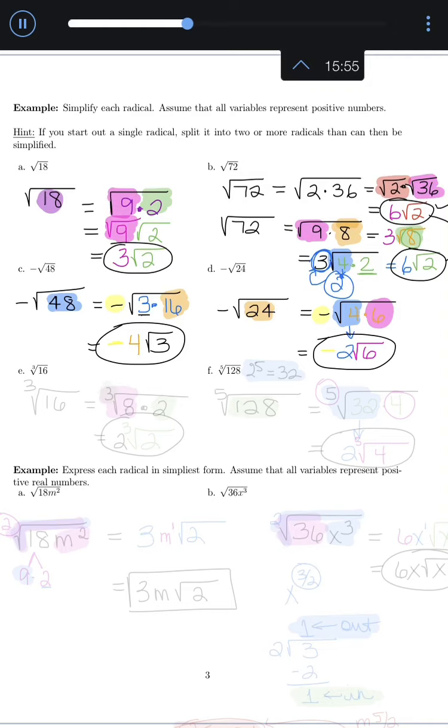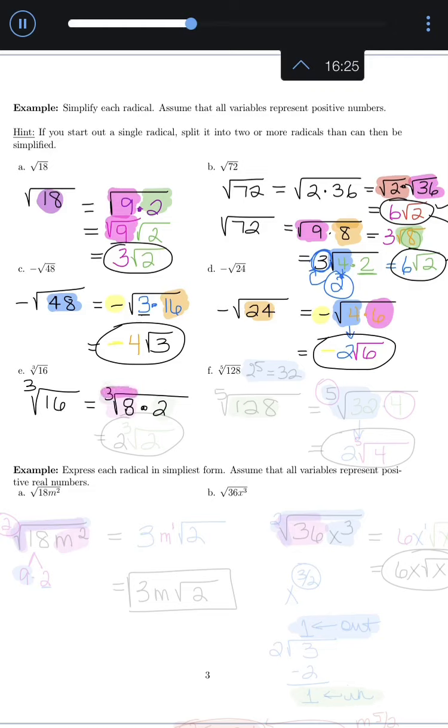Here, let's look at another problem. We've got the cube root of 16. This time, we've got a big cube root, so whatever I break off, I want to make sure I can take the cube root of that. Well, the only thing I can break 16 into that I can take the cube root of is 8. So I can break 16 into 8 times 2.